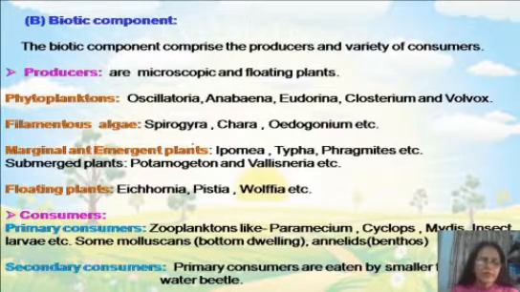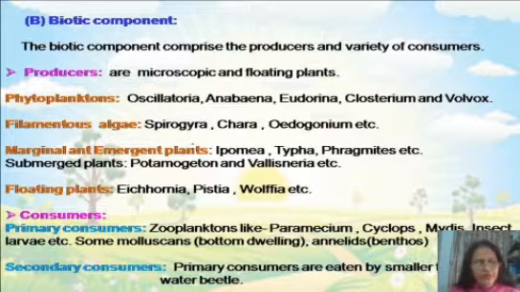Next to phytoplankton is filamentous algae like Spirogyra, Chara, Oedogonium, etc. Next are marginal and emergent plants, that are Ipomoea, Typha, Phragmites, and submerged plants like Potamogeton and Vallisneria, etc. Now, next is floating plants like Eichhornia, Pistia, and Wolffia, etc.